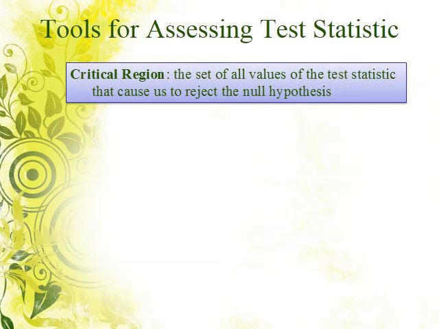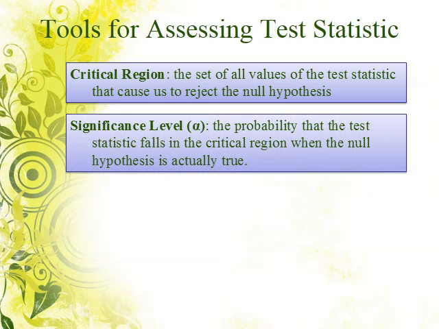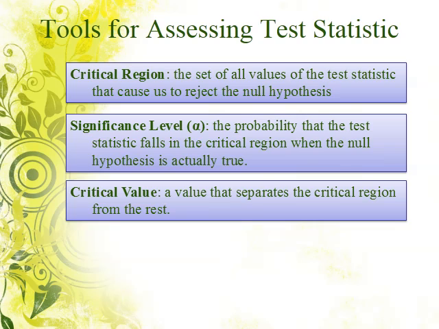A little more terminology. A critical region is the set of all values of the test statistic that would cause us to reject the null hypothesis. So these will be the extreme values of our test statistic. The significance level is the probability that the test statistic falls into the critical region when the null hypothesis is actually true. A critical value is a value that separates the critical region from the rest of the probability distribution.